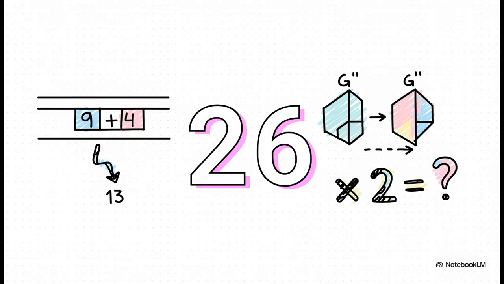To find the total distance of the slide from G to G double prime, we don't even have to measure the slide itself. We just measure the distance between the two parallel lines, which is 9 plus 4, so 13, and then we just double it. The total distance is 26 units. It's as simple as that.